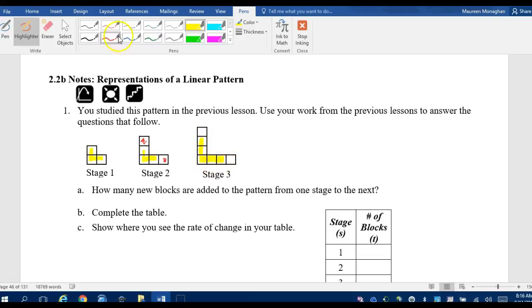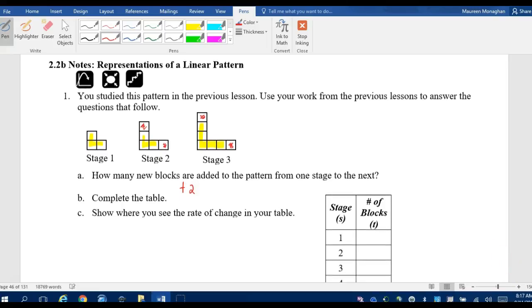How many blocks are added to this one? Well, looks like the same thing. Each time 2 are being added. So how many blocks are added to the pattern from one stage to the next? The answer would be there are 2 added. So we're going to complete this table over here.